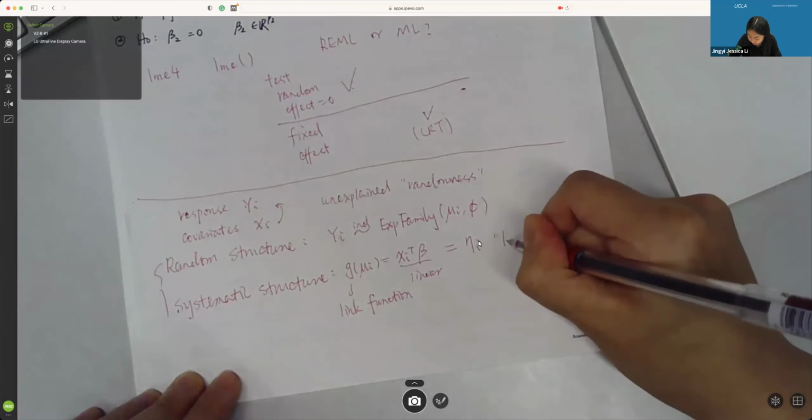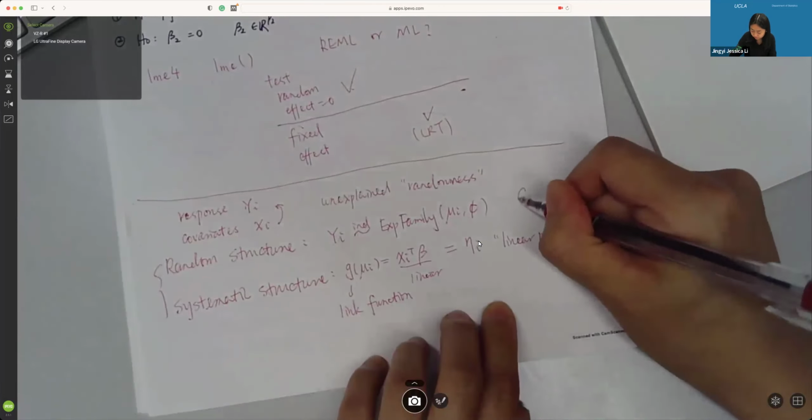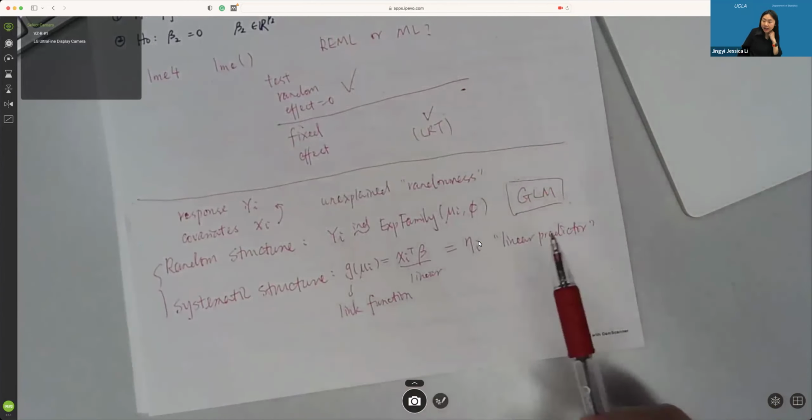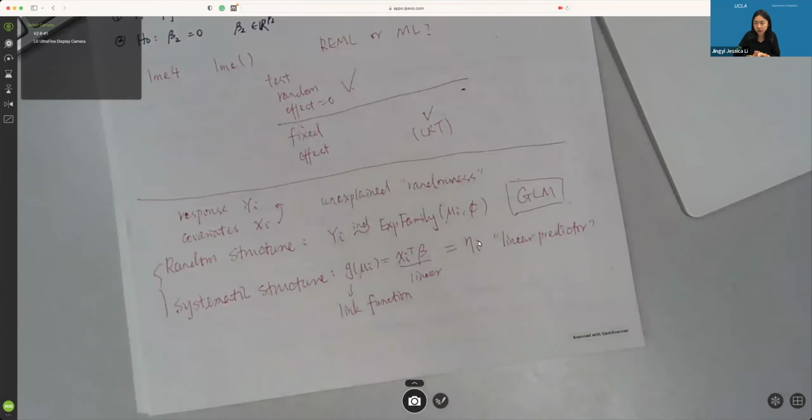This notation eta is just introduced for convenience, nothing else. Okay, so this is what we have spent quite some time on, and it's called generalized linear model. The generalization happens in two layers. One is that the exponential family is a generalization of normal distribution, and the link function is a generalization of the identity function. So both are used in the normal linear model.